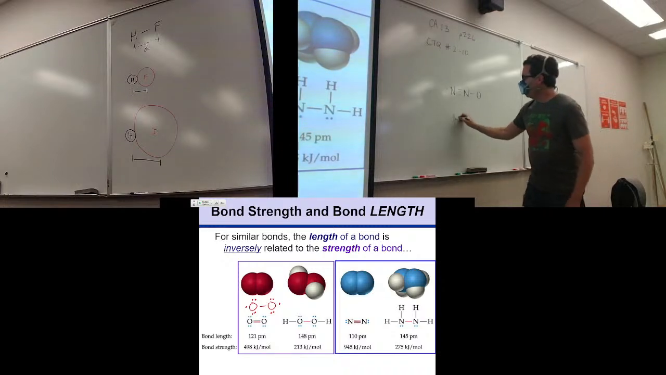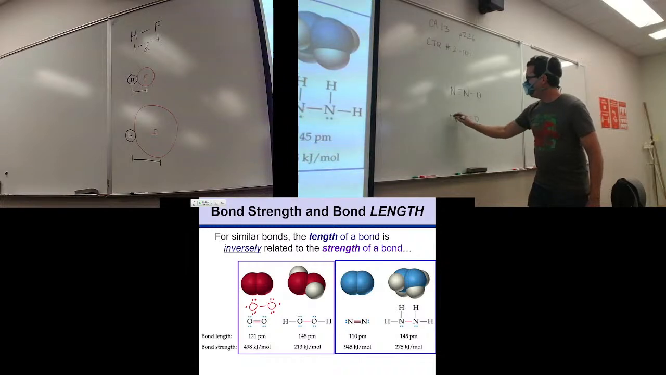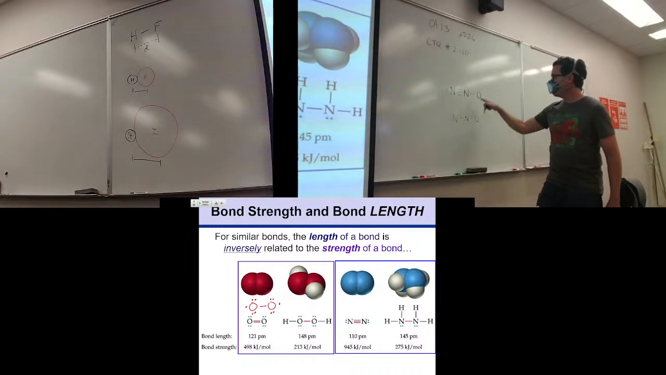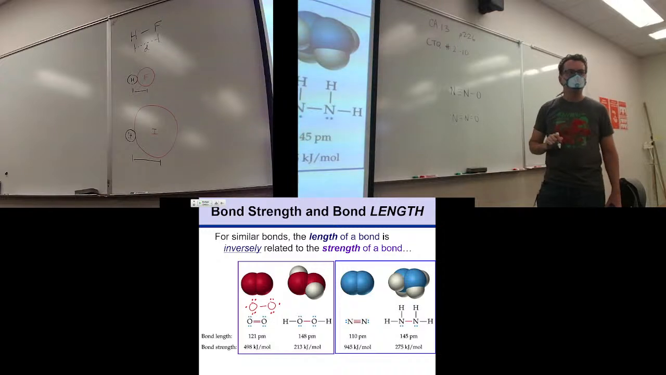Some of you might have drawn it this way. But if you do formal charges, you'll notice that this is better. This is the minus on the O instead of the minus on the end. Anyway.